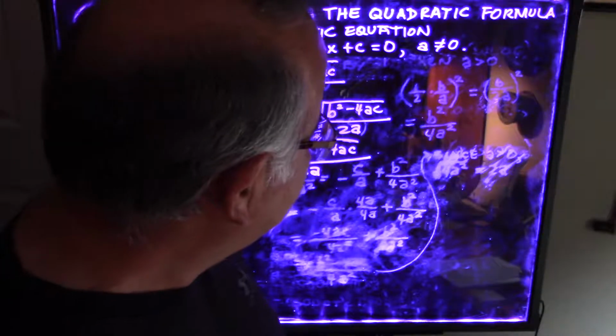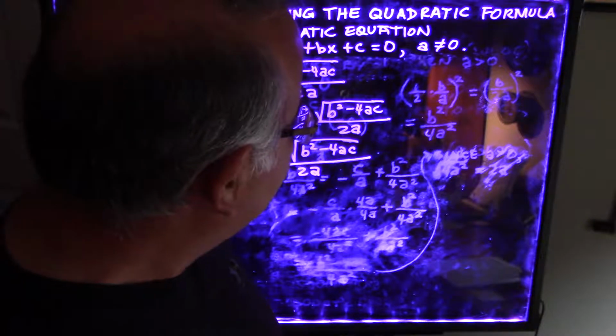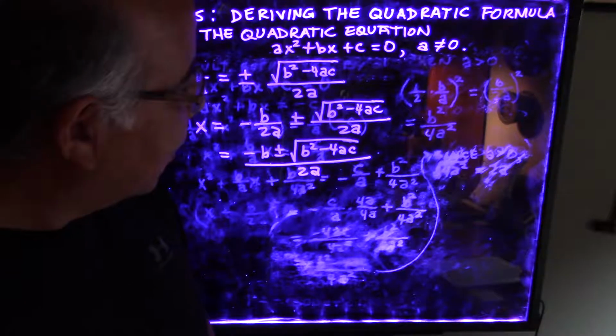All right, but that's as far as you can go, degree 4. So there you go. That's how you get the quadratic formula.